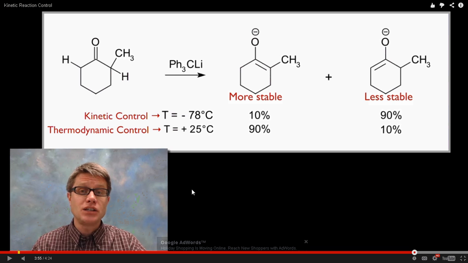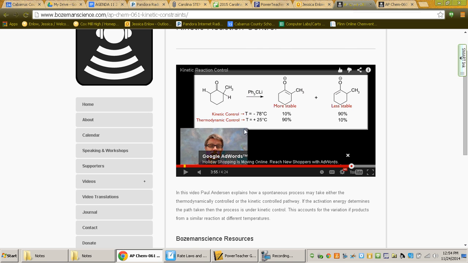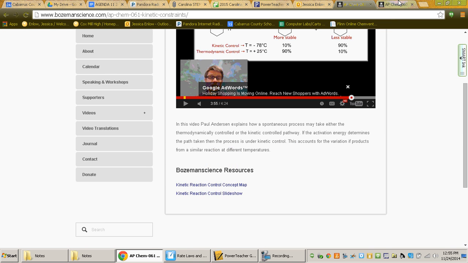And then temperature is going to be a big factor in determining whether you go with kinetic control or thermodynamic control, because temperature provides kinetic energy to a reaction. And that also relates keenly with the Gibbs equation, delta G is equal to delta H minus T delta S. If you want to rewatch this, it's called kinetic reaction control, under Bozeman Science. You can find it.